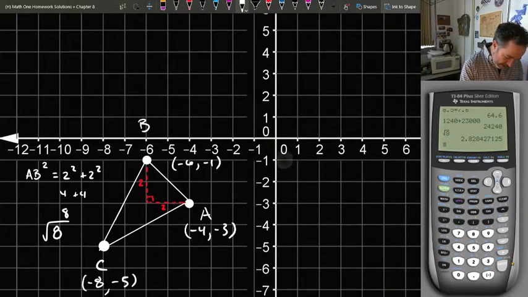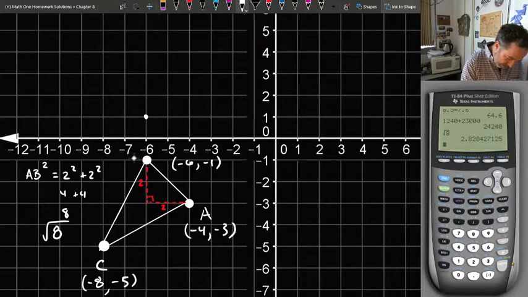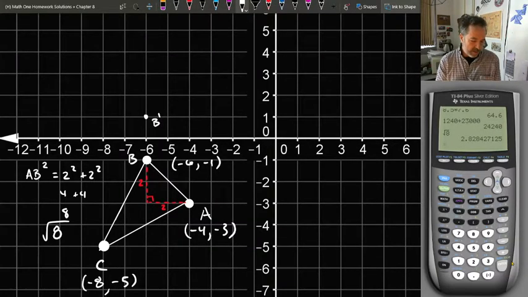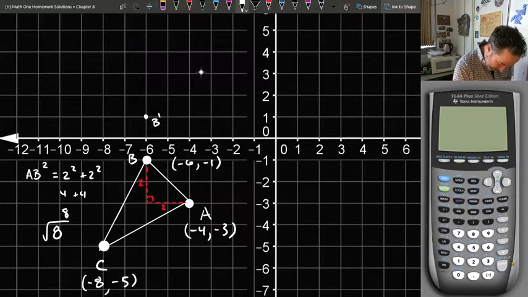So when I do that, this piece right here that was at -6, -1 is going to go to -6, +1. So that's where that's going to go, right? And B is now kind of in the way there. This is my B prime. Not B to the -1, B prime. That's the image of B. And then A was at -4, -3. It's going to go to -4, +3. And this is A prime.